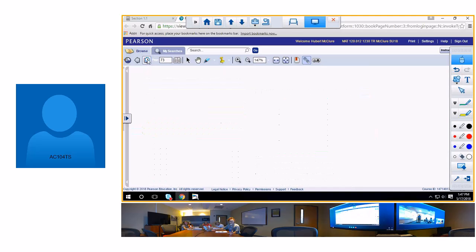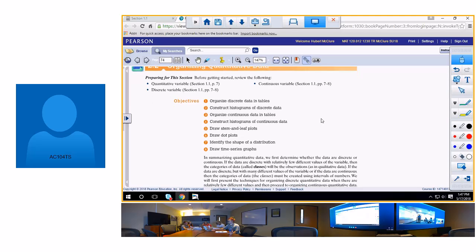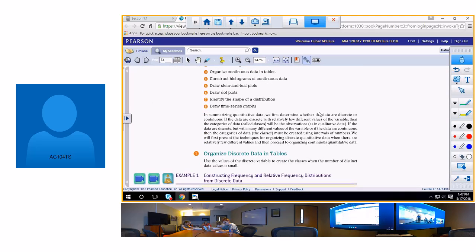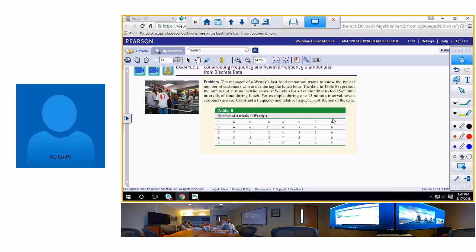I don't know why they put it in different sections. Organizing quantitative data. Okay, the first thing you do when you organize any kind of quantitative data is you put it in some kind of order. So from ascending to descending or descending to ascending, whichever one you want, because you've got to figure out certain things. All right? How many there are in a group. Let's take this for instance.